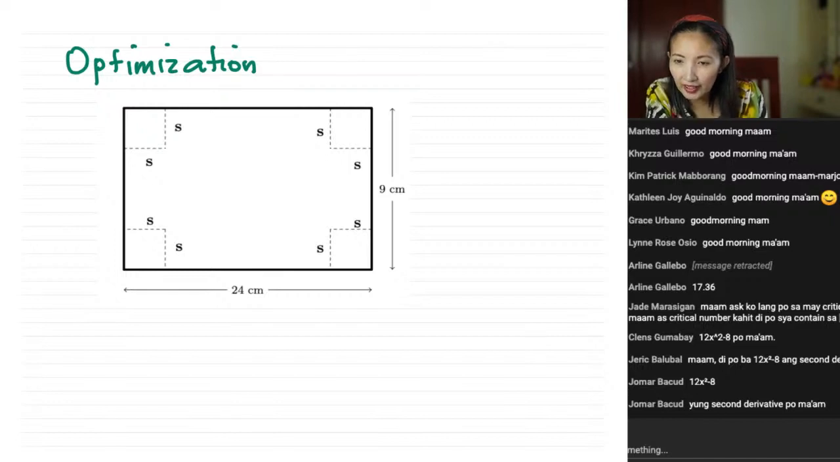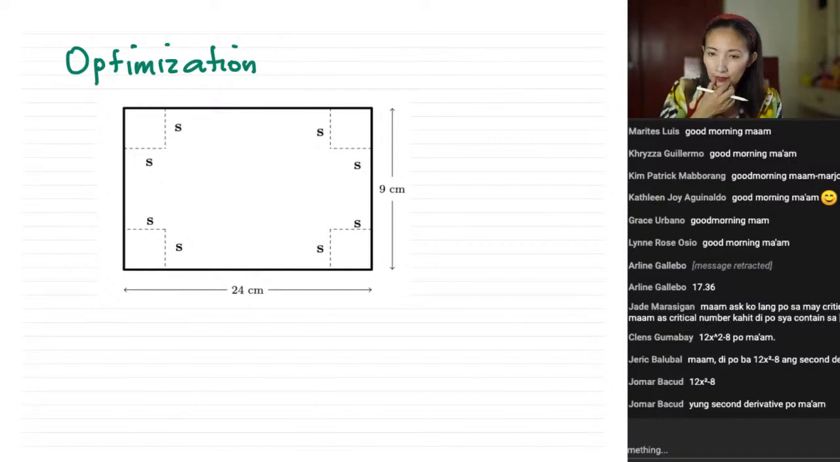Cleanse and Jeric, yes. The second derivative should be 12x squared. Yes, okay, correct. 12x squared minus 8, the previous example.